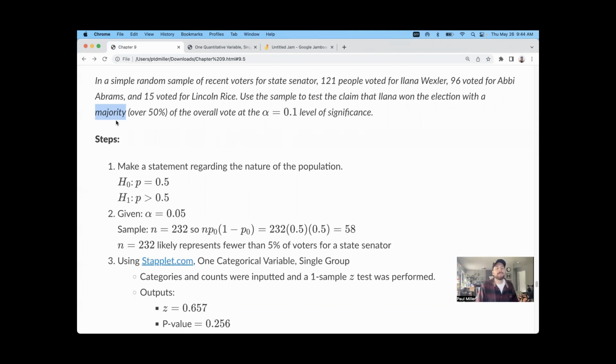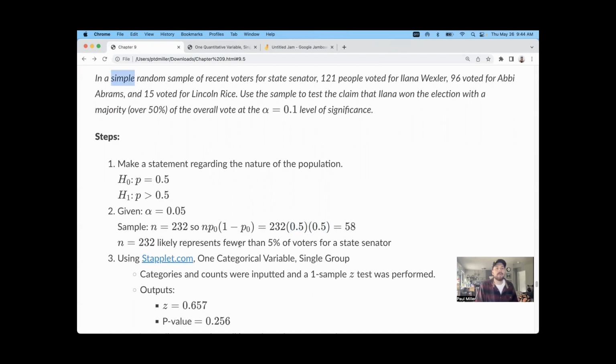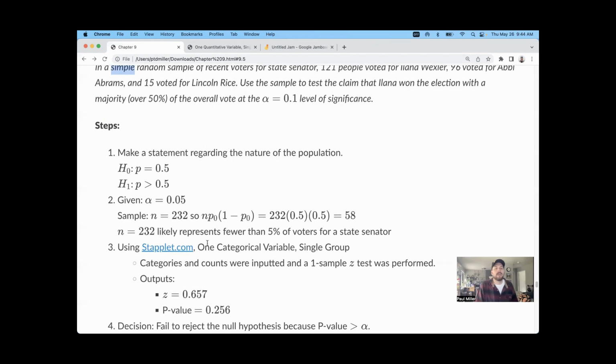The requirements here: we need to make sure it's not too skewed, which is n p0 (1 minus p0). So we take that H0 p, we find its complement. This one's 50-50. And then we multiply all of that by n and make sure that's at least 10. So we're good there. And we should have a simple random sample. Looks like I got that in that one. And then we shouldn't have more than 5% of the population sampled.